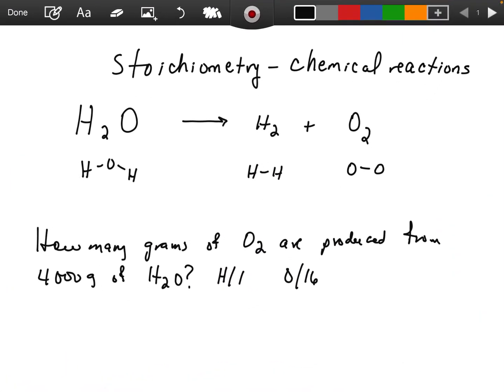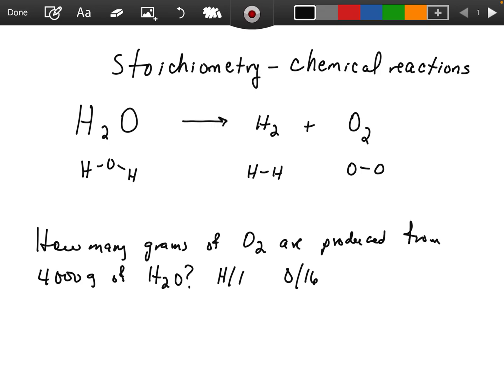Stoichiometry of a chemical reaction. You've done stoichiometry of a recipe. This is very similar. Everything's going to look the same. You have a reaction. If we go to space, we have to have some way of generating oxygen.